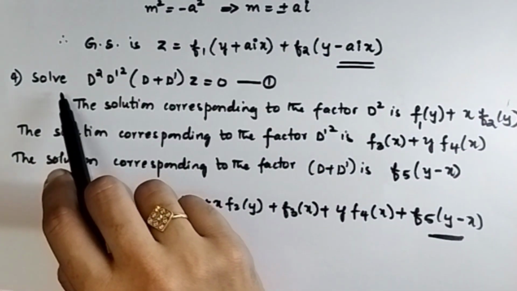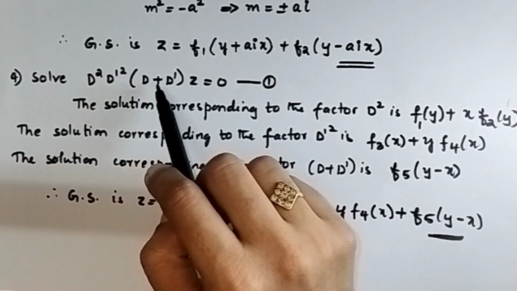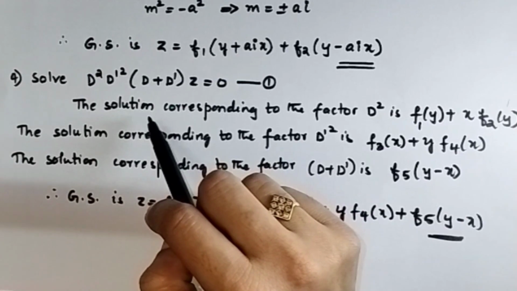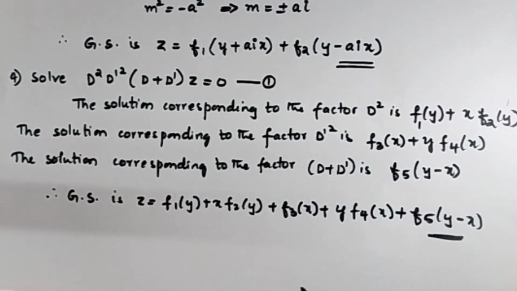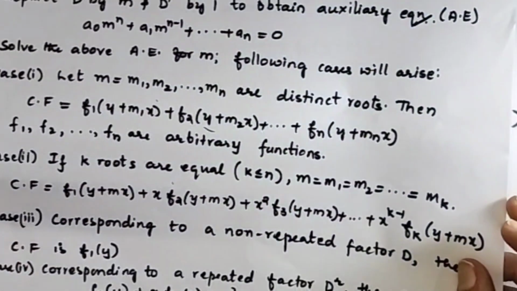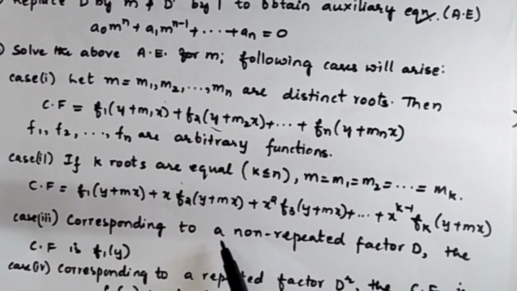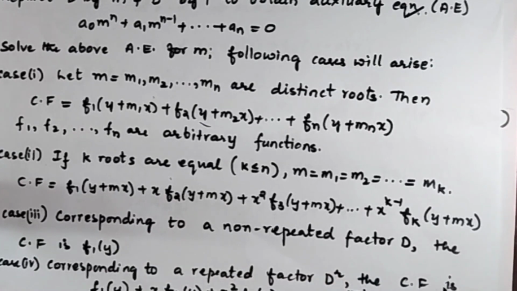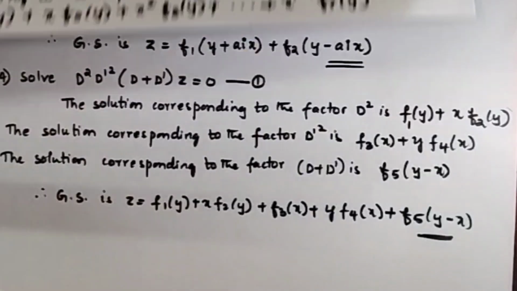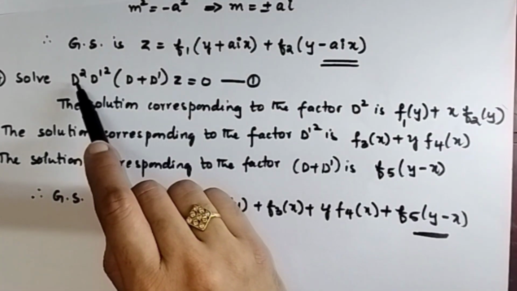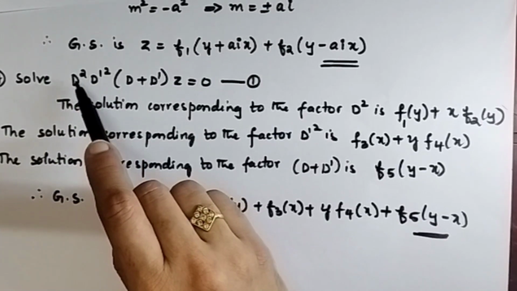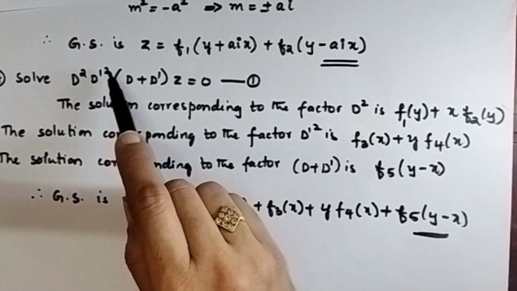Now one more problem, solve D²D'²(D + D') z = 0. Now this corresponds to the cases from 3rd to 6th. The case here was corresponding to a non-repeated factor D, the complementary function is f1(y). For a repeated factor D^r, the complementary function is this. Therefore, here D and D' are now existing independently as separate factors. And D is also repeated, D' is also repeated.